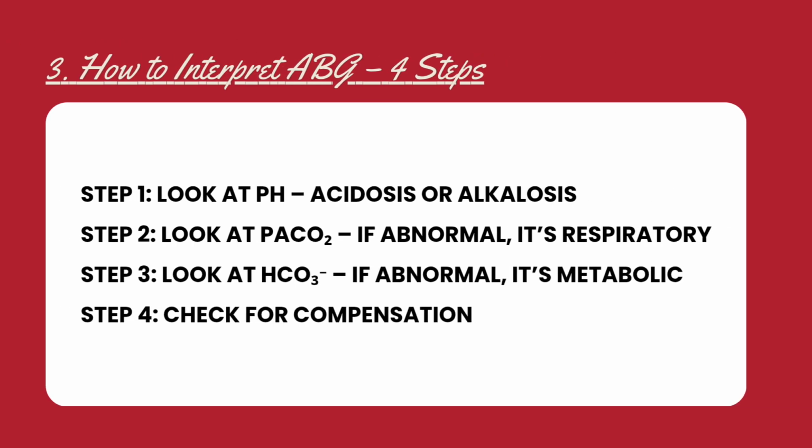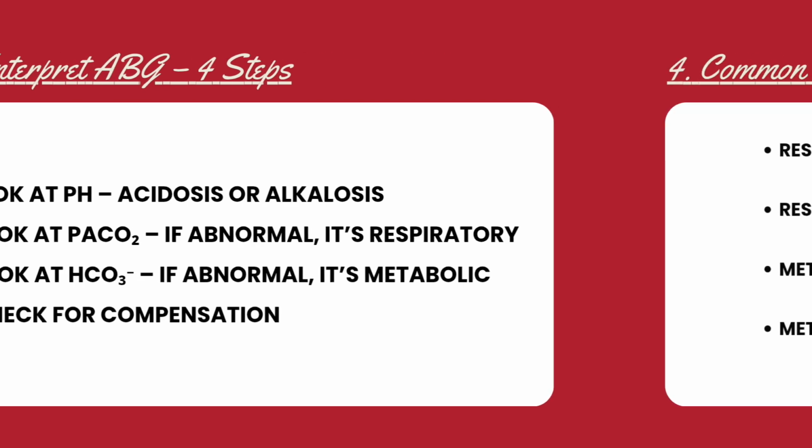Steps to interpret ABG. Step 1. Check the pH, is it acidic or alkaline? Step 2. Look at the PaCO2. If it's abnormal, think respiratory. Step 3. Check HCO3. If that's altered, consider a metabolic cause. Step 4. Assess whether the body is compensating.